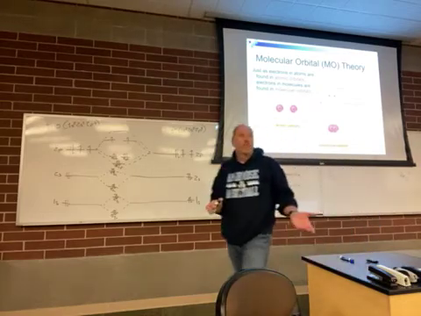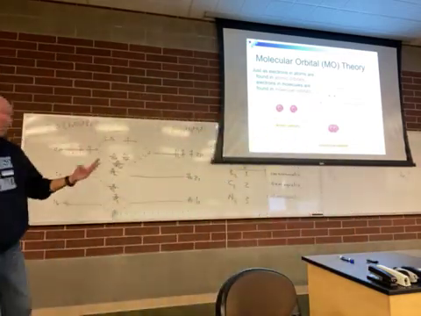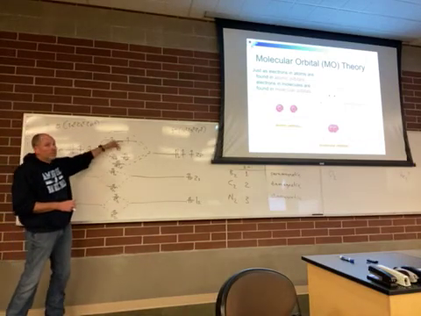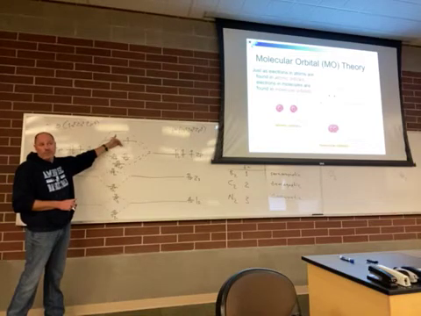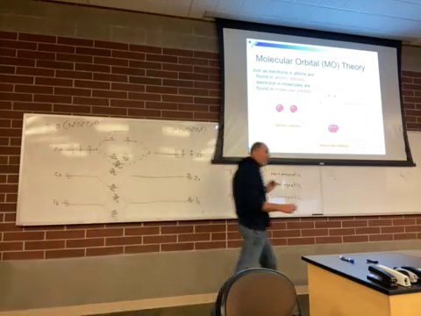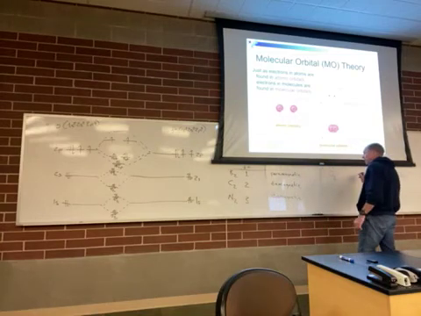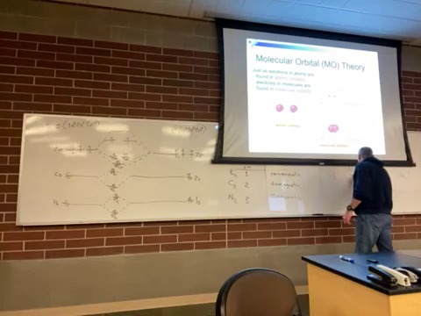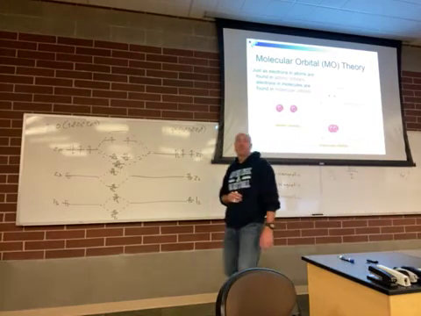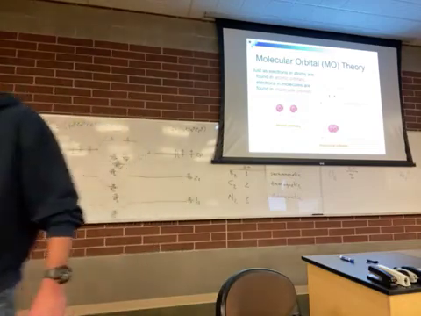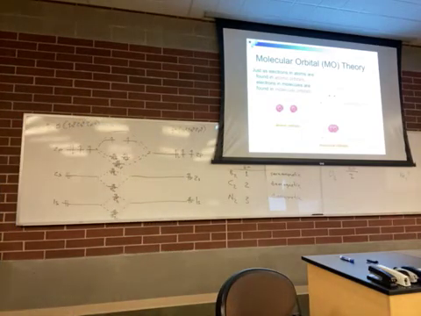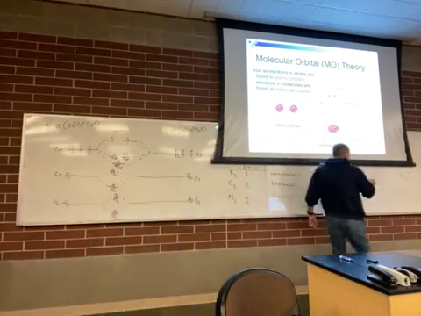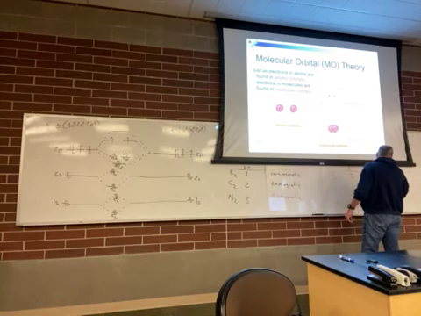What's the bond order for oxygen? 2, right? 2, 4, 6, 8, 10 minus 2, 4, 6 divided by 2 is 2. But here's where molecular orbital theory gets it right. What's its magnetism? Paramagnetic. And that's exactly what we see for oxygen. How cool is that? Okay, so it's paramagnetic.